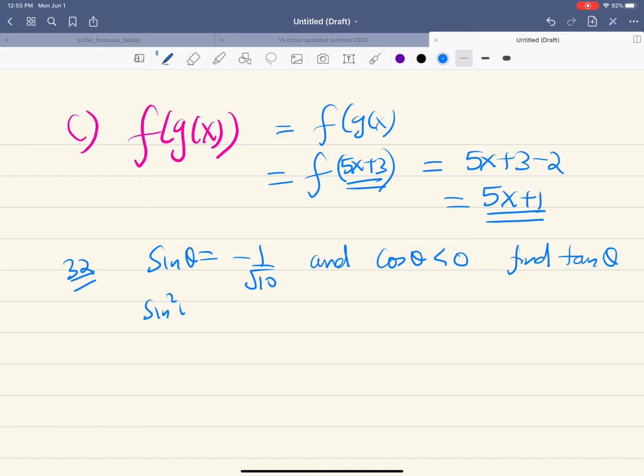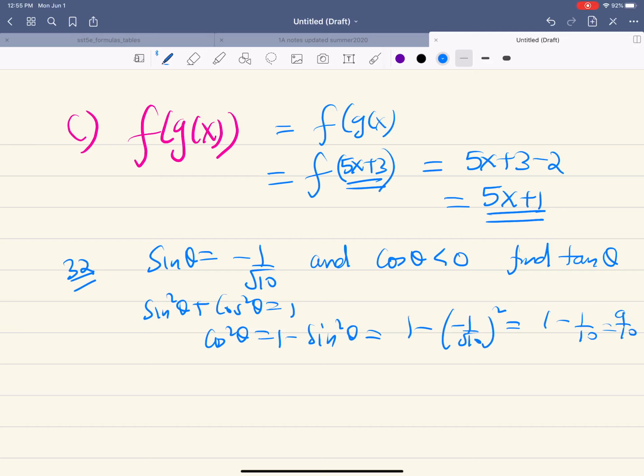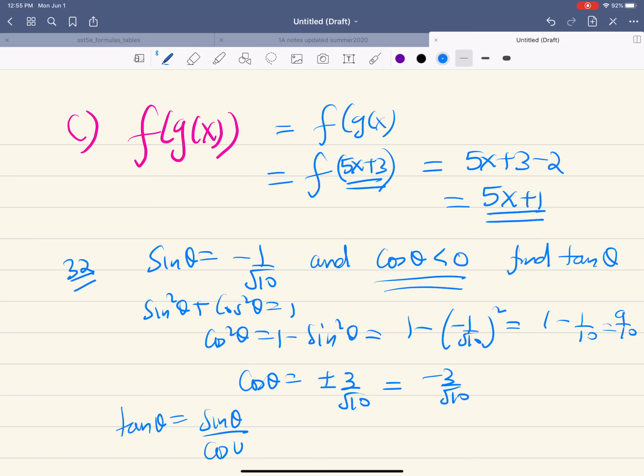I know sine squared theta plus cos squared theta is equal to 1. And I can say cos squared theta is 1 minus sine squared theta, which is 1 minus 1 over 10, which is 9 over 10. Cosine theta is plus or minus 3 over root 10. But because I'm being told that cosine is negative, I go with negative 3 over root 10. Tangent theta is sine theta divided by cosine theta. You already know sine theta is negative 1 over root 10. Divide by the cos theta. It is going to leave me with 1/3, and that's the tangent theta.